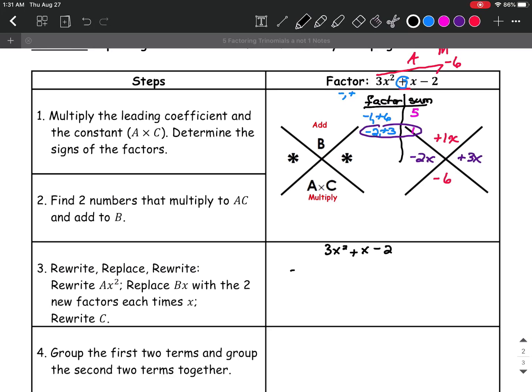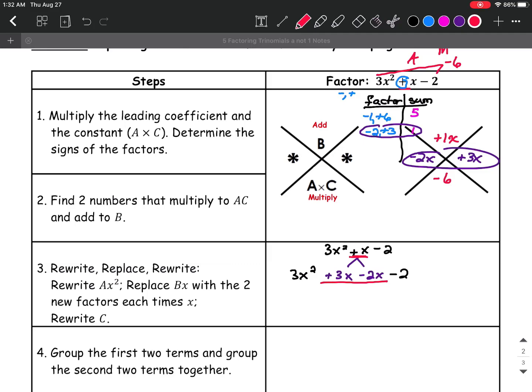So we rewrite the 3x squared. We replace this positive x with these two pieces. It doesn't matter what order you put them in, but I'm going to put the plus 3x first, and then a negative 2x. And then we rewrite the constant, negative 2. So what we did is we replaced this plus x with positive 3x minus 2x. And if you do that, combine like terms, positive 3x minus 2x, that is plus x. We just broke it up, okay?